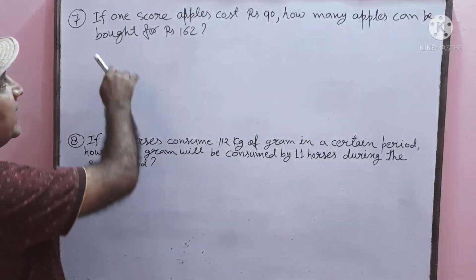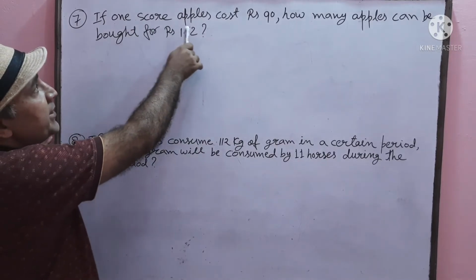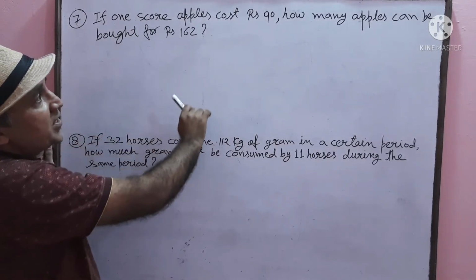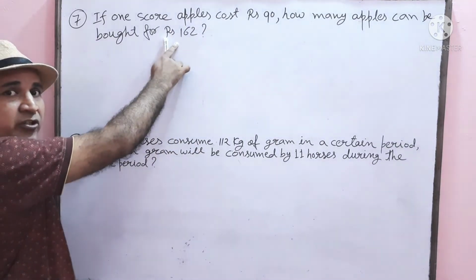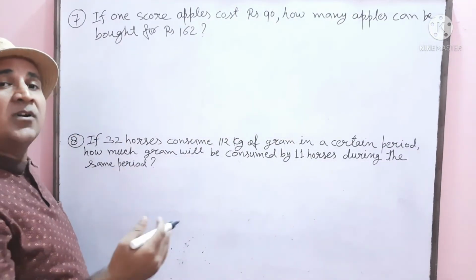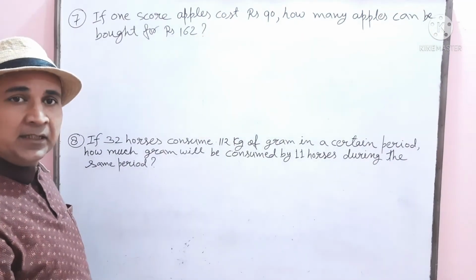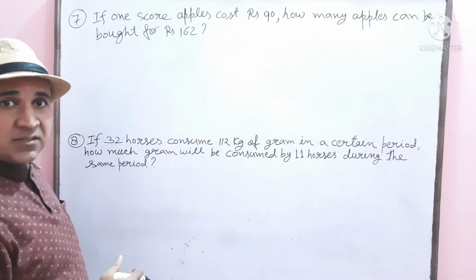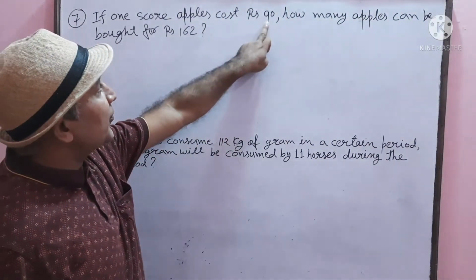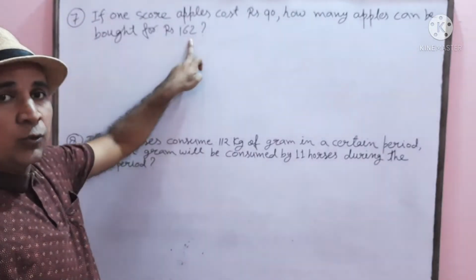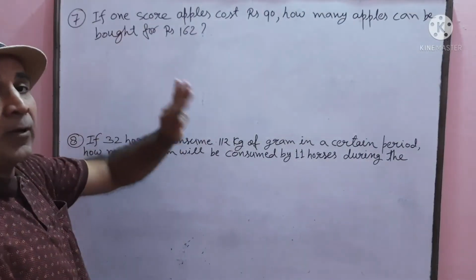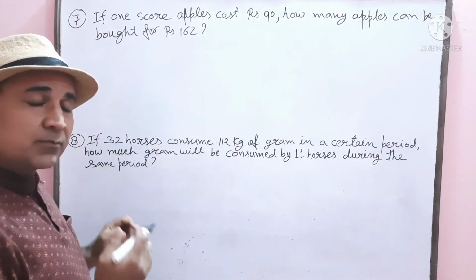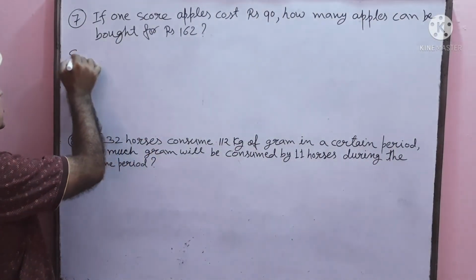Okay. So according to the question, 20 apples cost is rupees 90. Then how many apples will be for rupees 162? Definitely more apples, more money. Less apples, less money. So here from 90 to 162 means price of the apples is increasing. So number of apples should also increase. That means there is direct variation.